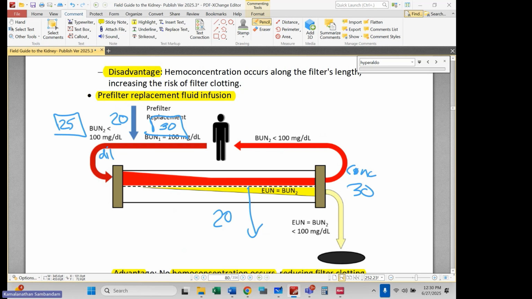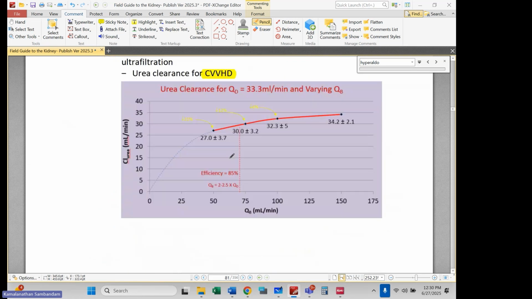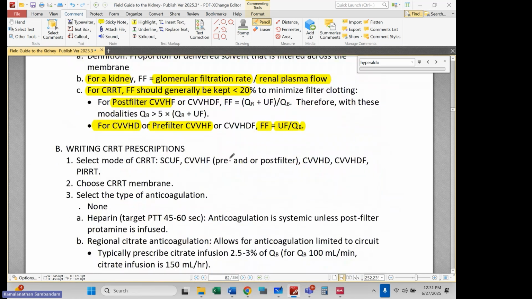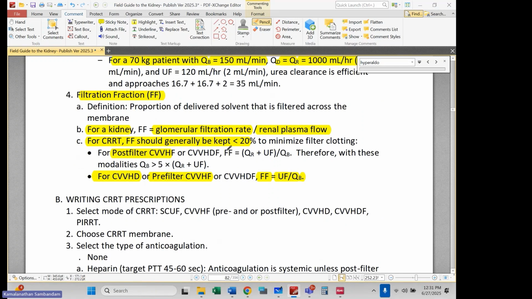So to me, it's irrelevant to include this as a filtration fraction parameter because you're looking for net hemoconcentration as a risk for clotting, okay? And so there is no net hemoconcentration that occurs with pre-filter hemofiltration as it does with post-filter hemofiltration. So filtration fraction can be distilled down to UF over QB. Okay, in post-filter hemofiltration, your filtration fraction is now a function of replacement fluid flow rate plus UF over QB.